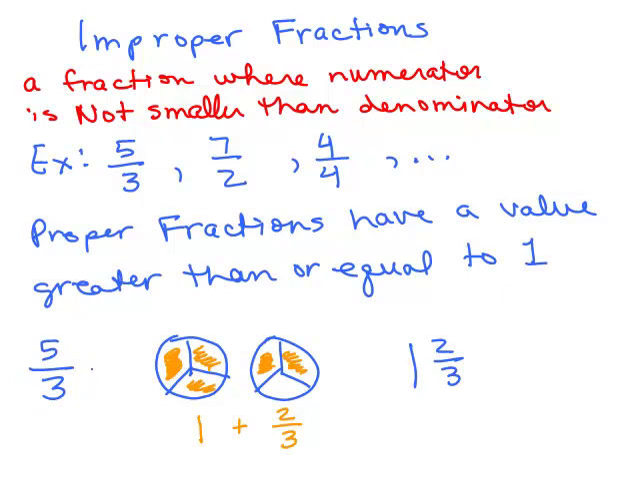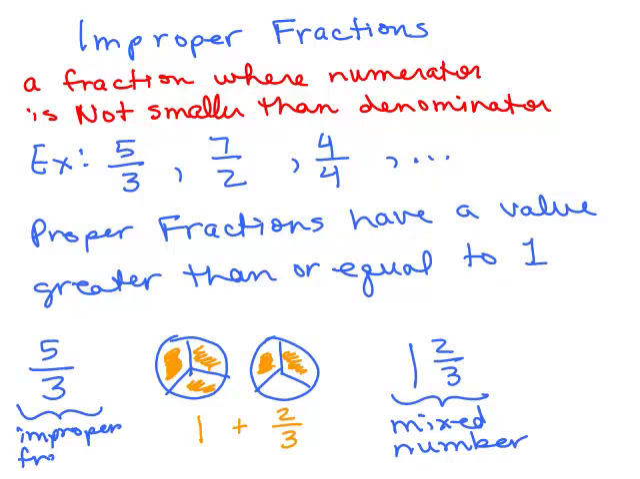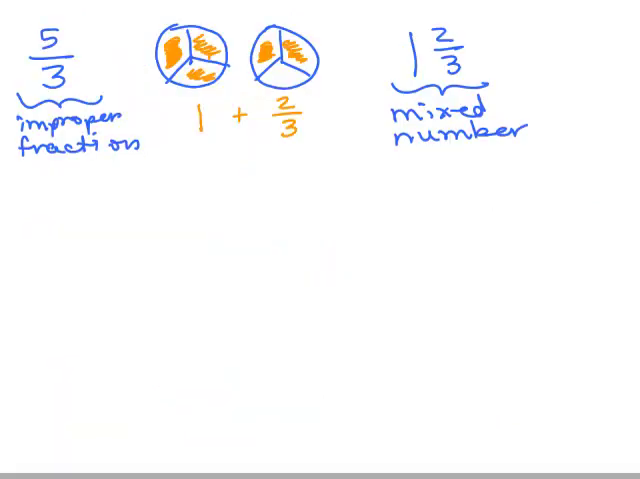5/3 is the improper fraction where the numerator happens to be bigger than the denominator, and written in this way it's called a mixed number, because you're mixing a whole number with a fraction. So 5/3 is the improper fraction, and 1 and 2/3 is the mixed number. So that's an example of how to change an improper fraction to a mixed number.